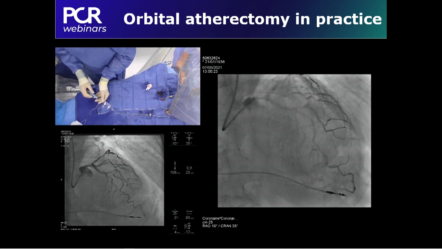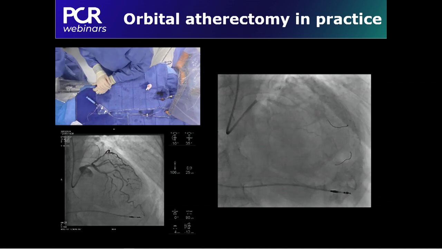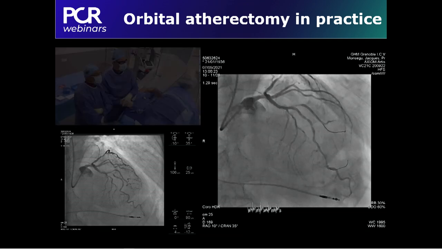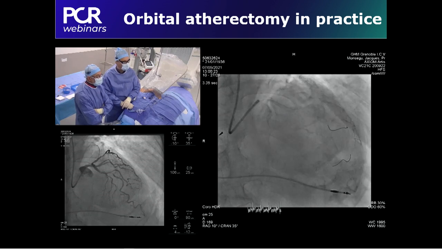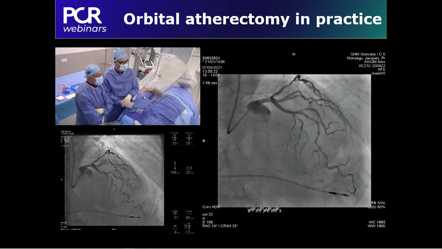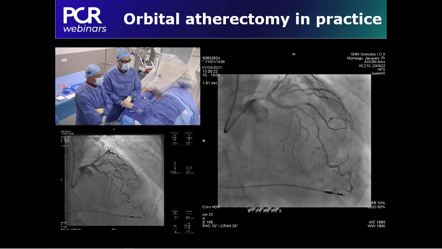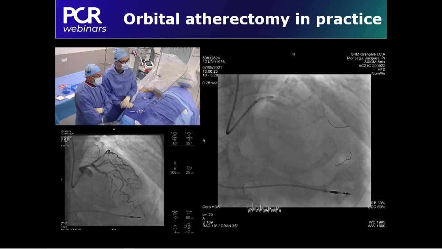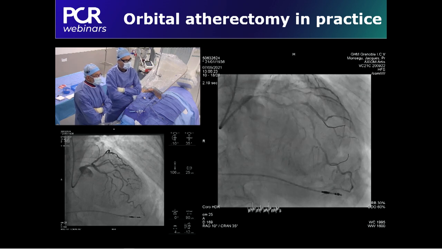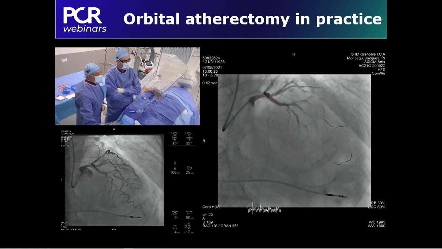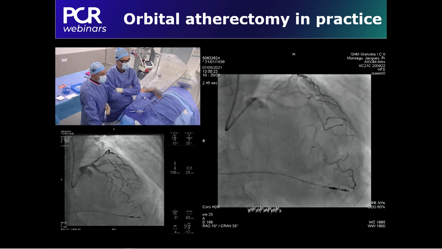So this is the angio after pre-dilatation, semi-compliant and NC balloon. It's quite a good result. We have good flow in both branches. So we are quite happy with that. And the ostium of the diagonal is a bit diseased.